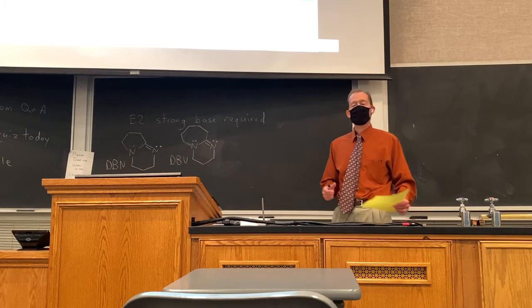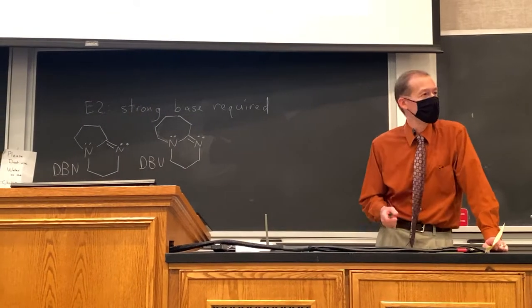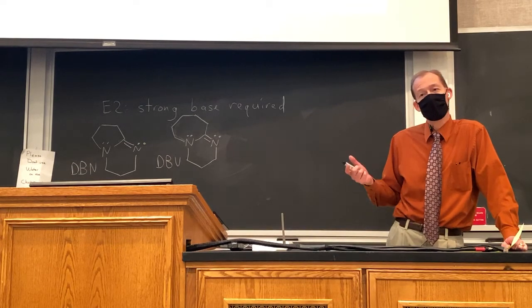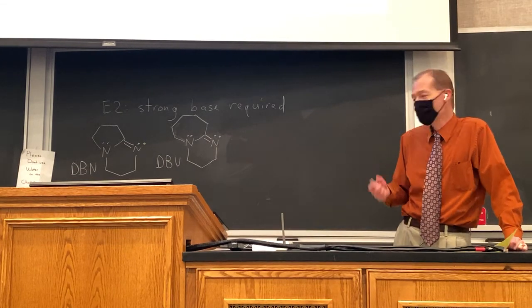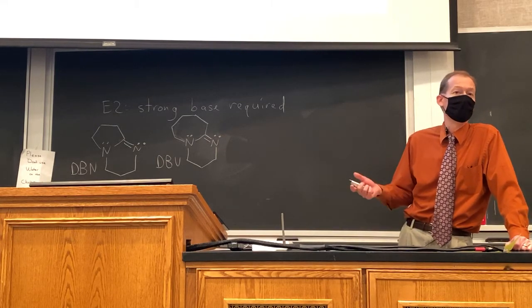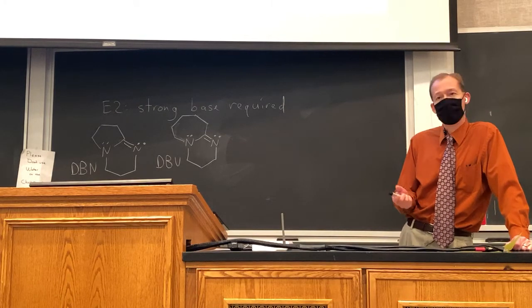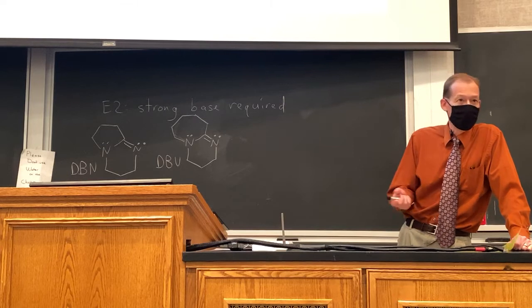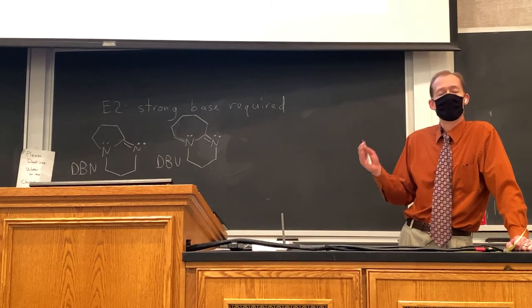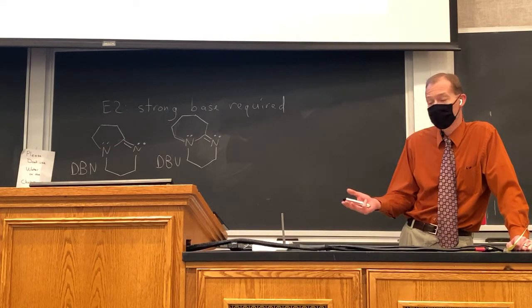So in an E2 reaction, a strong base is required. The base is participating in the rate determining step, and it needs to be a strong base in order to deprotonate an alkyl halide, in order to deprotonate one of the beta hydrogens of an alkyl halide. And we learned a definition of strong bases. We said that any base that is comparable or stronger than hydroxide would be considered a strong base.